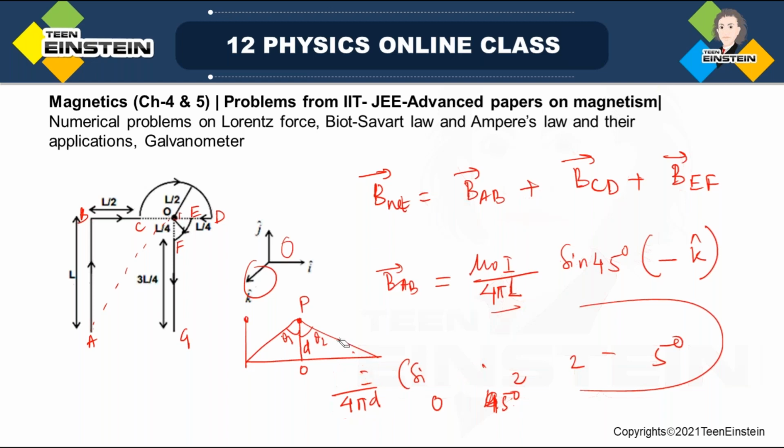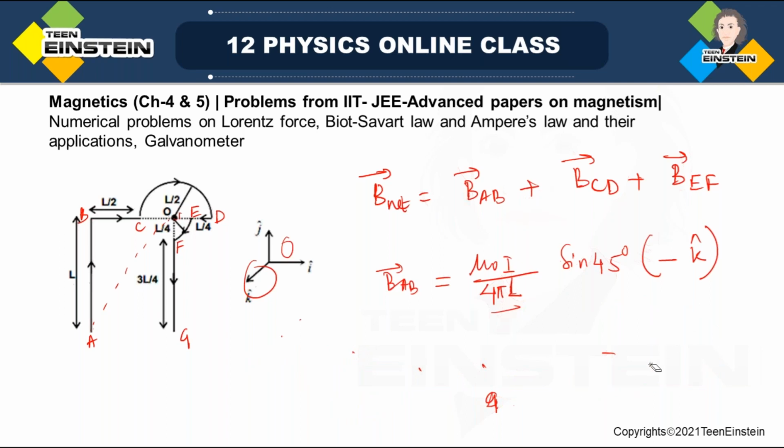Now this part is gone. We used to calculate the other parts. So for AB we have obtained it already. Now we'll find out the magnetic field for the CD part. Here also, if you look, this will be in the negative k cap direction. At least we can find out that. The magnitude of this, how do we find out?